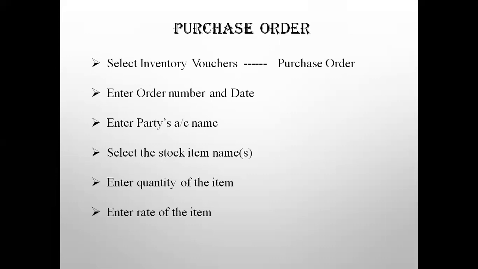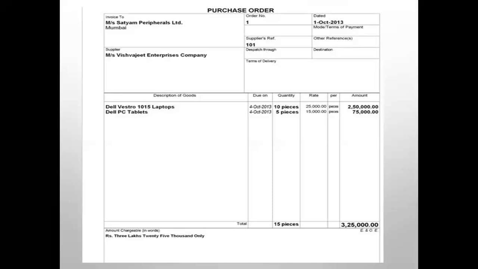These are the possible steps for creating a purchase order in the accounting software. Opening the file, opening the purchase order, put the number, date, the party's name, and then you have to enter all the stock items with the quantity and the rate. So after feeding all the details, see this, the print of it looks like this with all the details.